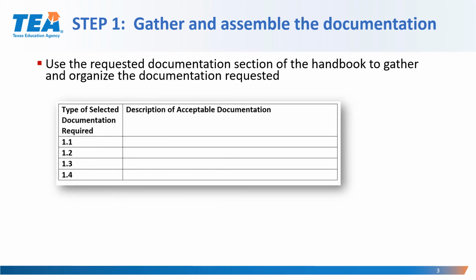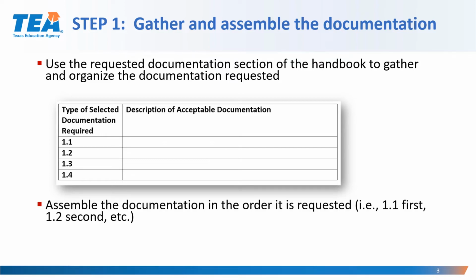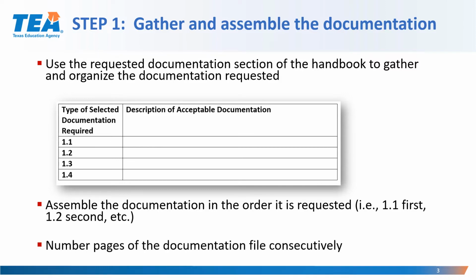Step 1 includes gathering and assembling the documentation. LEAs are going to want to use the requested documentation section of the handbook to gather and organize the documentation that is being requested. The LEA should assemble the documentation in the order it is requested. For example, they should place their documentation with 1.1 being addressed first, 1.2 second, and so on. The LEA should also number their pages of the documentation file consecutively.